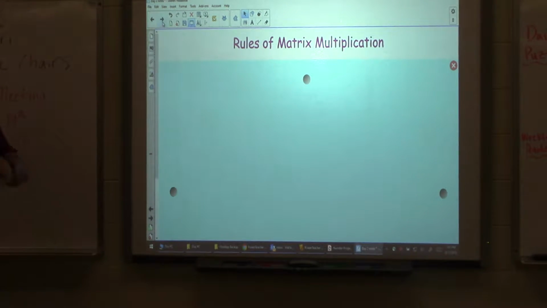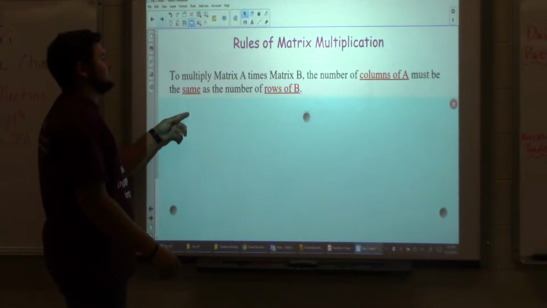Alright, so yesterday we talked about adding and subtracting, and we talked about scalar multiplication. That stuff was really easy, right? Scalar multiplication, we just distributed that number through. Today we're going to actually talk about multiplying matrices.